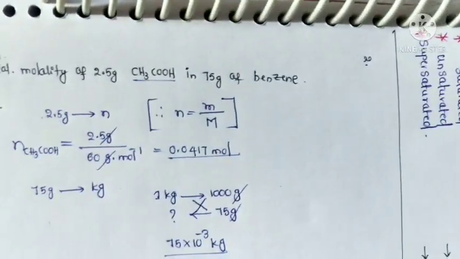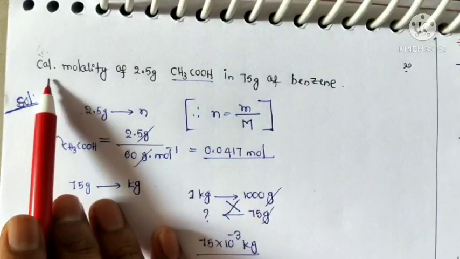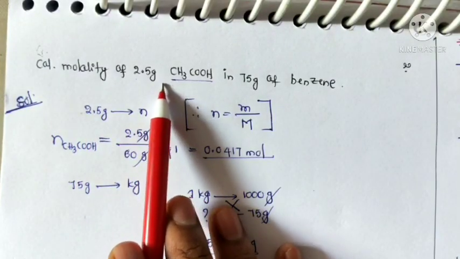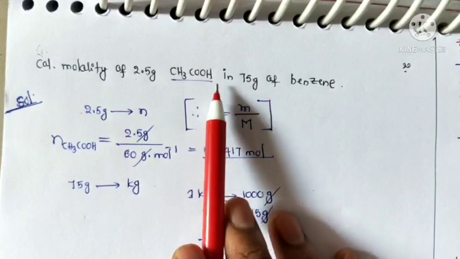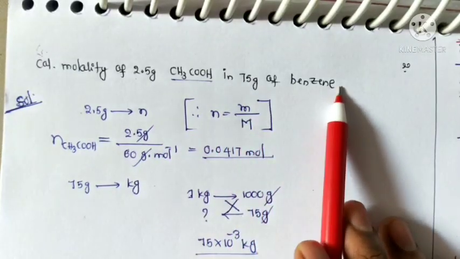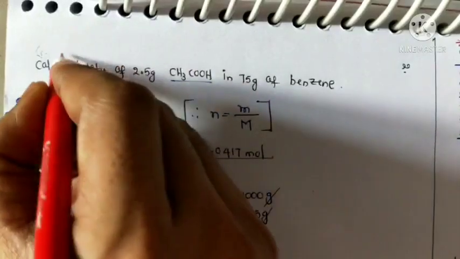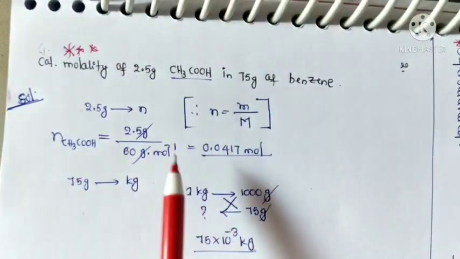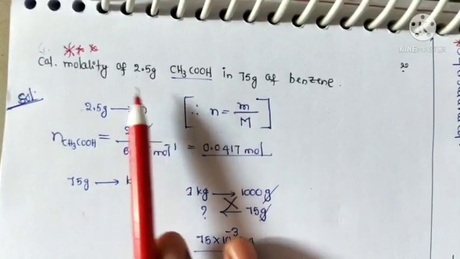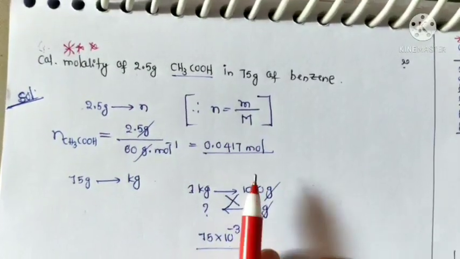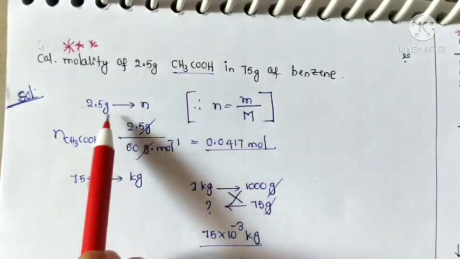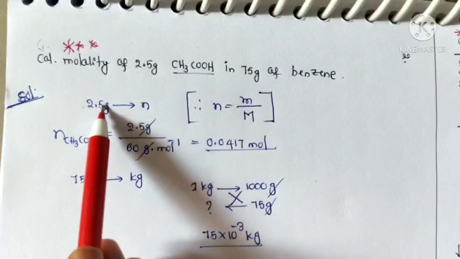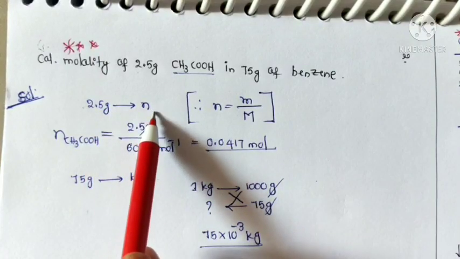Next, calculate the molality of 2.5 grams of acetic acid in 75 grams of benzene. Molality is very important because here the solute is present in solvent. So 2.5 grams are given, and here also number of moles is required. That's why the grams are converted directly into moles.